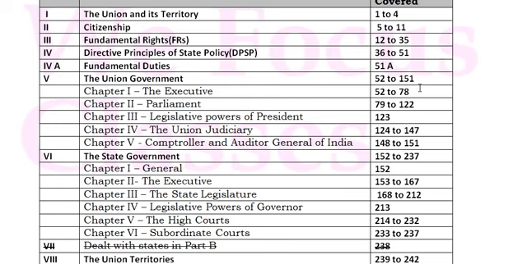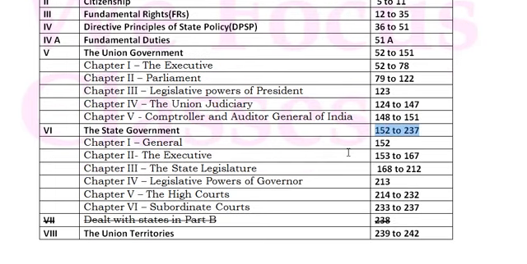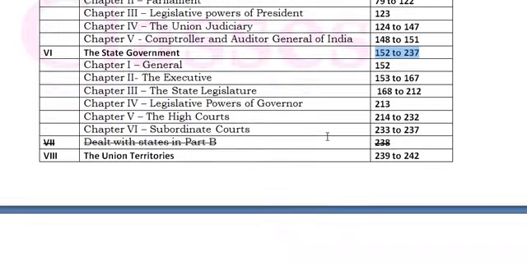You can expect that after the union government, what is going to come is the state government. So part 6 deals with the state government. The articles covered here are 152 to 237. So friends, these are very important. The first 6 parts you need to remember, and what things are covered in them. When we discuss the topics, you will come to know better what the important things are.